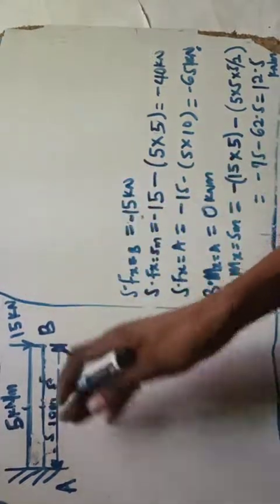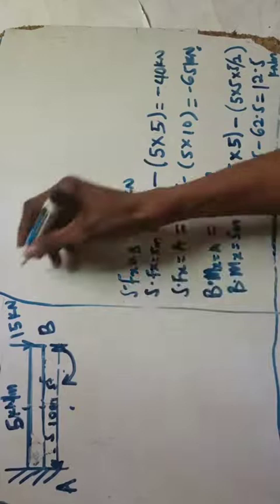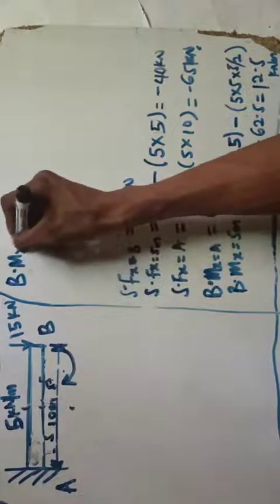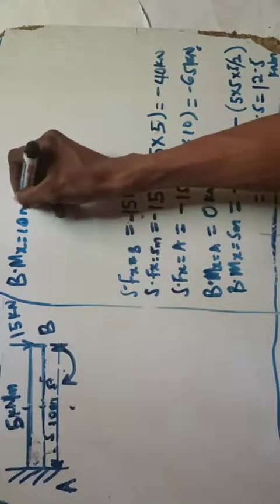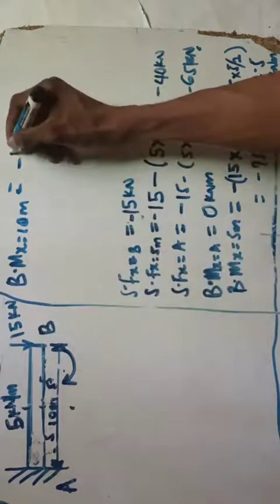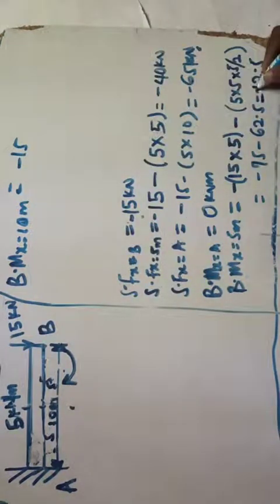So also for bending moment, when your x equals 10 meter, you're going to have it as what? 15. That is minus 15. This is minus 12.5 rather.